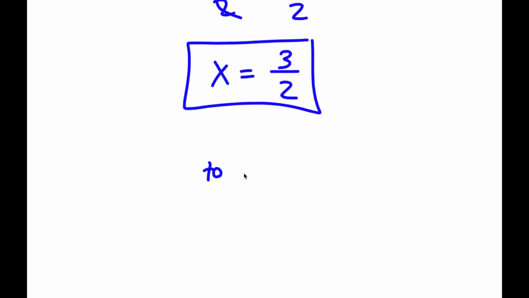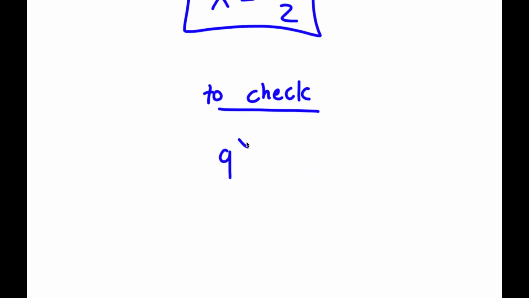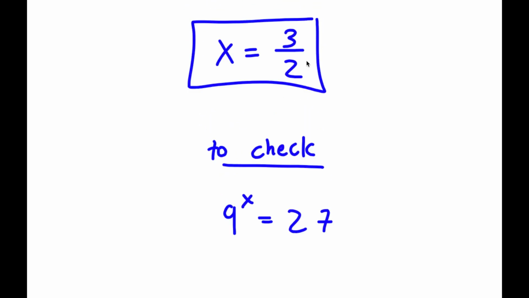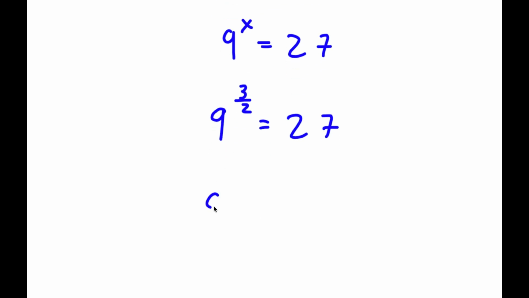Now to check, first start with 9 to the power of x is equal to 27. So x is equal to 3 over 2. So now I have 9 to the power of 3 over 2 is equal to 27. Now 9 to the power of 3 over 2, this is the same thing as 9 to the power of 3 squared. Or sorry, the square root of 9 to the power of 3.